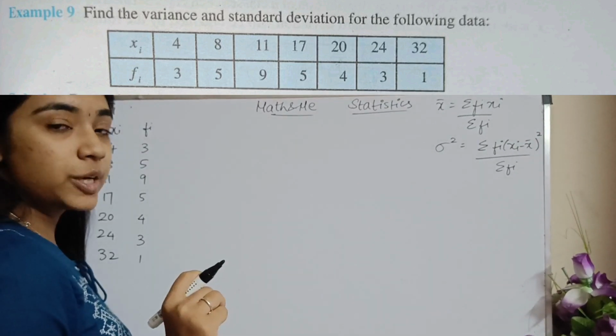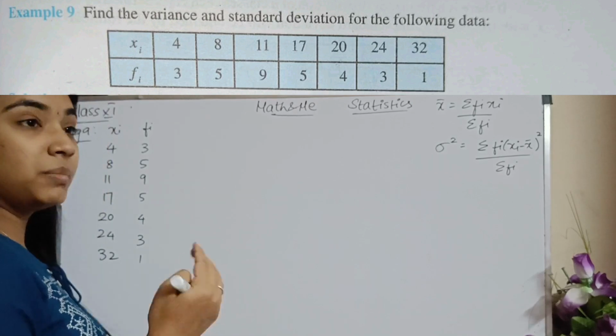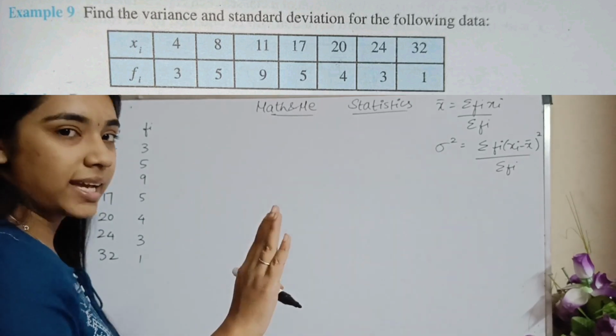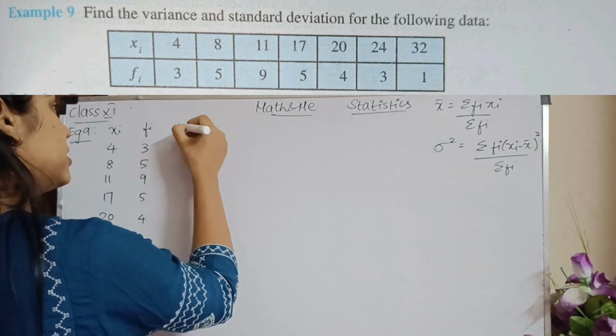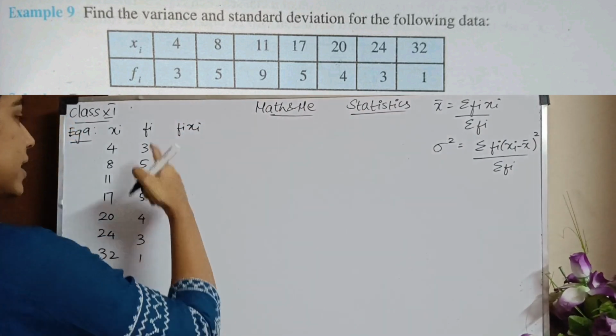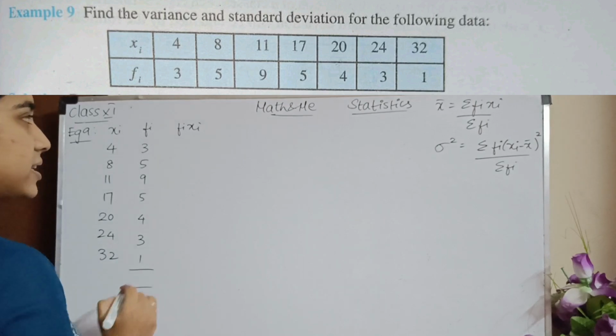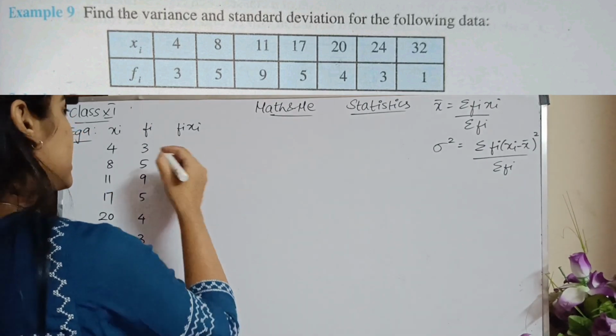Please watch my previous videos on how to calculate the mean, median, mean deviation and all that. So you'll find the calculations to be very, very easy. You know what I'm doing. I need fi xi to find the mean, and sigma fi I can simply get when I add these. This is done to find the mean. Let me find that first.